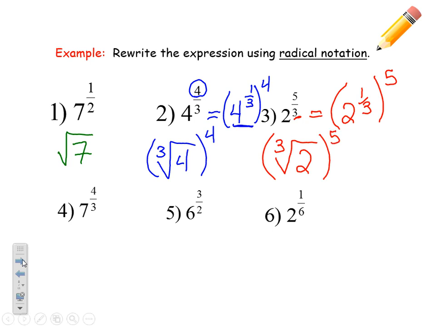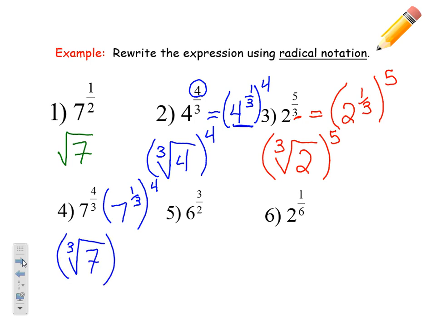Okay? Let's try this one. Rewrite it. So it's going to be 7 to the 1/3, all of that to the 4th power. So the 1/3 power means the cube root. So we're going to take the cube root of 7, and this all goes to the 4th power.